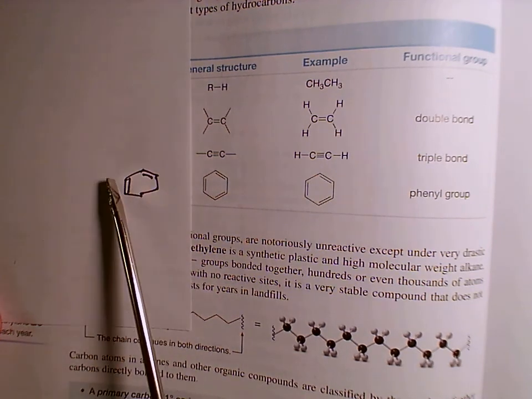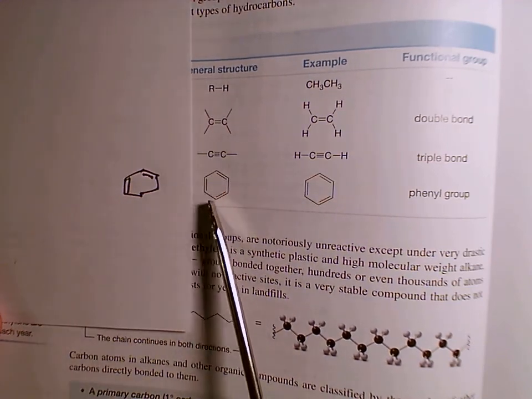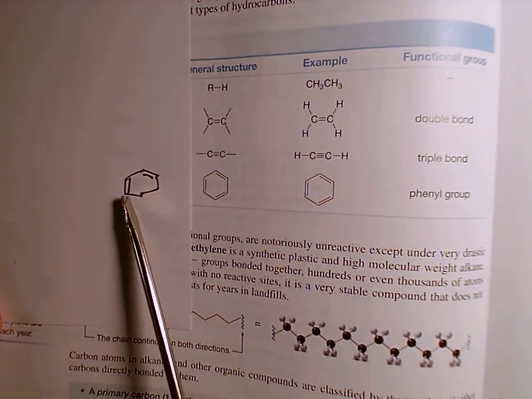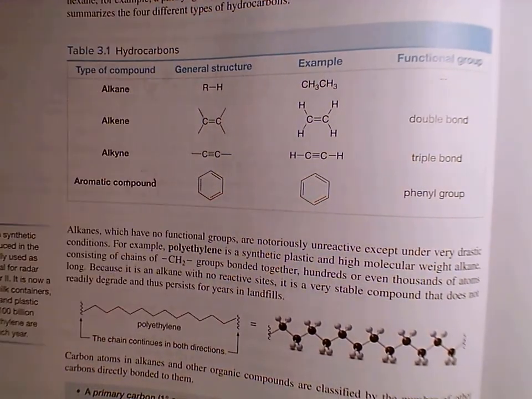To be aromatic, it must completely be alternating, and you have to keep going around. Double single, double single, double single, double single. Here it's double single, double single, single, single, double single. Okay, not aromatic. Yes, aromatic. Okay.